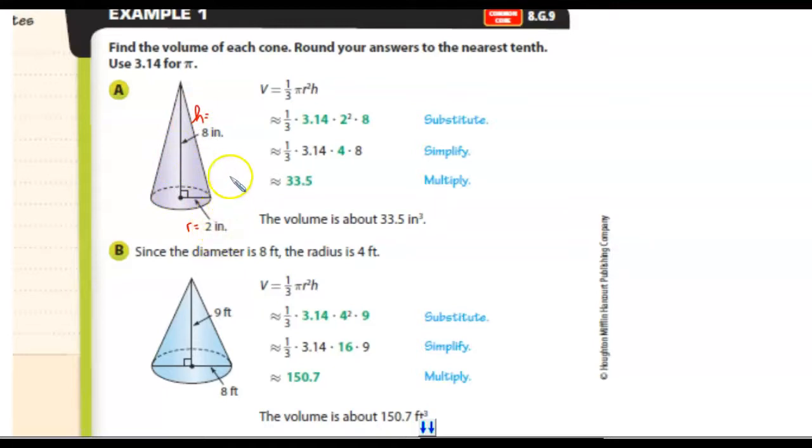So I'm going to use 3.14 for pi, and any answer that is decimal, we're going to make sure it's rounded to the nearest tenth. So we're going to take 1/3 pi times my radius squared, so that's 2 squared, times my height of my cone, which is 8. So I'm going to have 3.14 times 4 times 8.